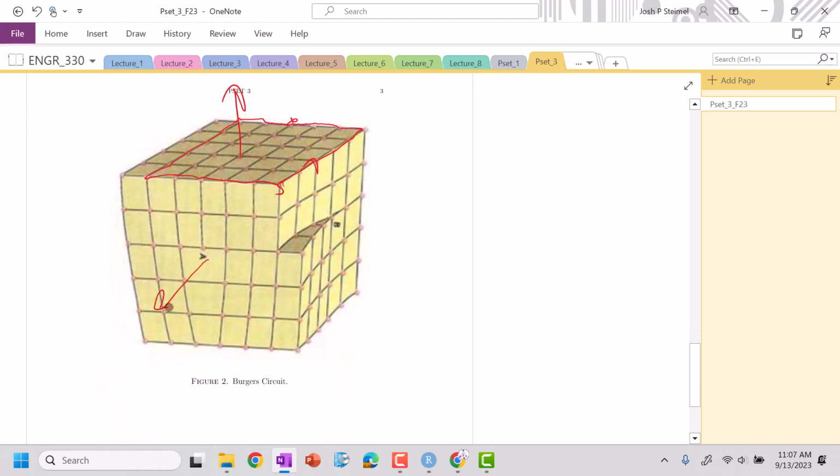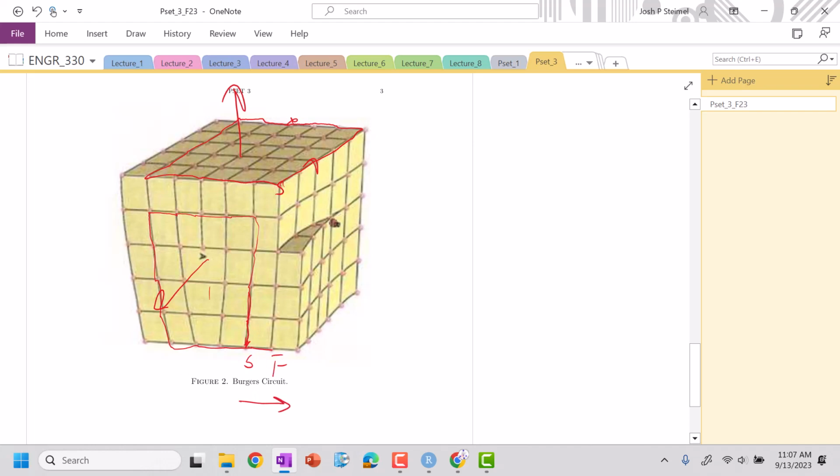Out of the board, I'm going to pick my starting point here. Start. 1, 2, 3, 4, repeated for each side. Right hand, RH, start to finish. That's my Burgers edge, because they're perpendicular.